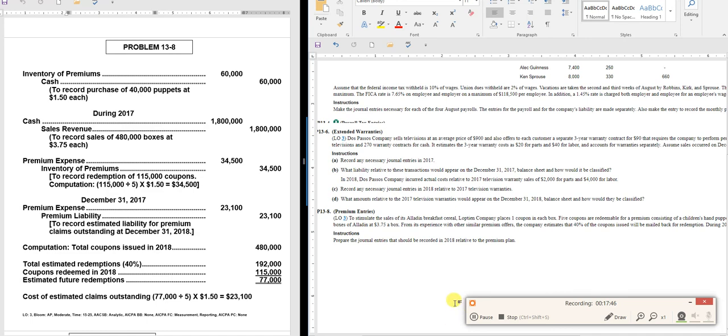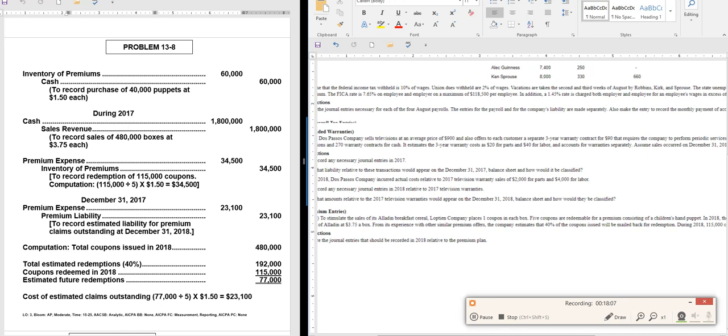So to stimulate the sales of its Aladdin breakfast cereal, I wonder if they have Jasmine also, Lopatin Company places 1 coupon per box. So remember that, and I would write that down there, 1 coupon per box. Then 5 coupons are redeemable for a premium consisting of a children's hand puppet. So there's 1 coupon in a box and 5 coupons needed for each puppet. So in other words, 5 boxes.